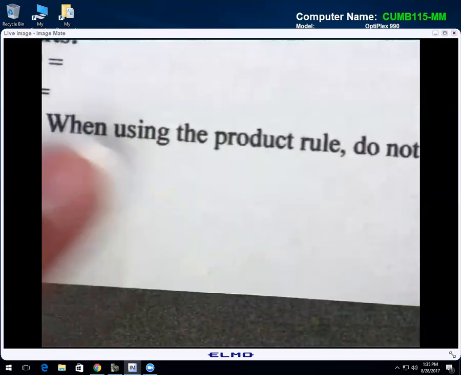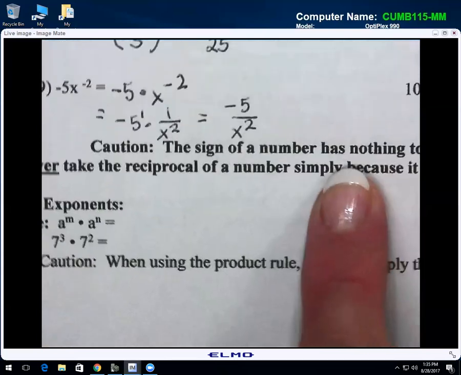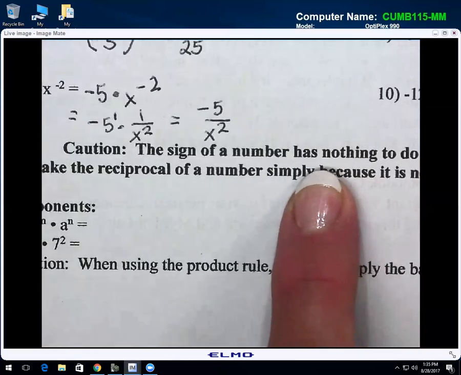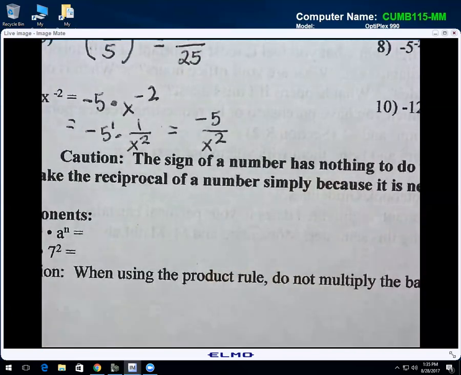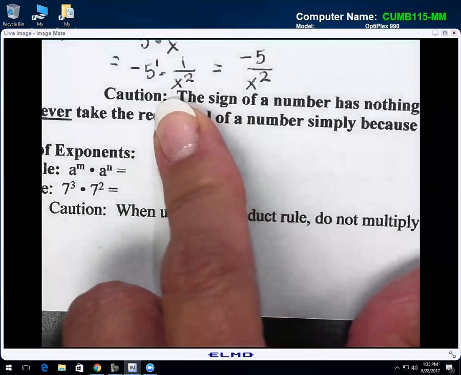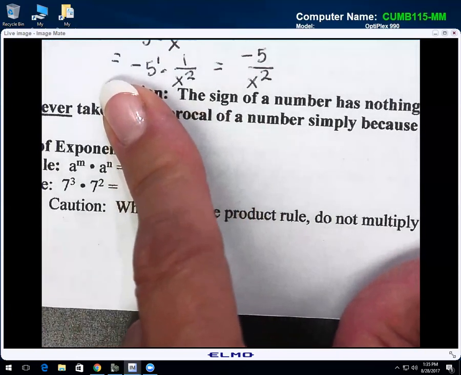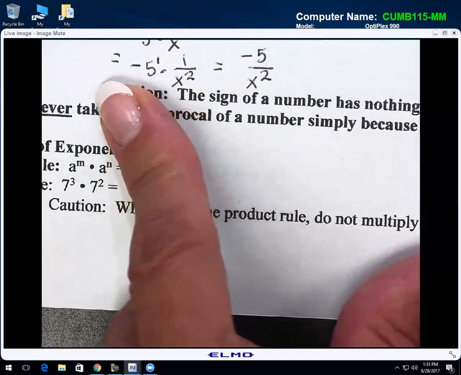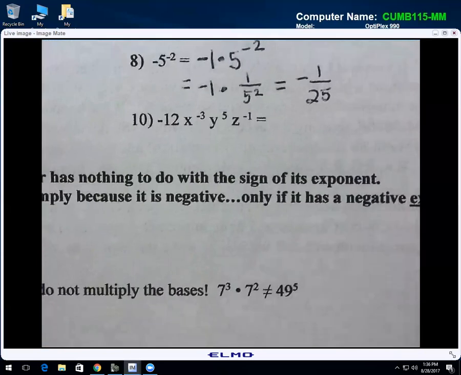Which is why I typed this note right below those examples. The sign of a number has nothing to do with the sign of its exponent. You only take the reciprocal of something that has a negative exponent, not just because you have a negative number. The x had a negative exponent, so it ended up in the denominator. The negative 5 had a positive exponent. That's why it's still in the numerator. So if you understand that, you should be able to handle big ugly number 10 here.